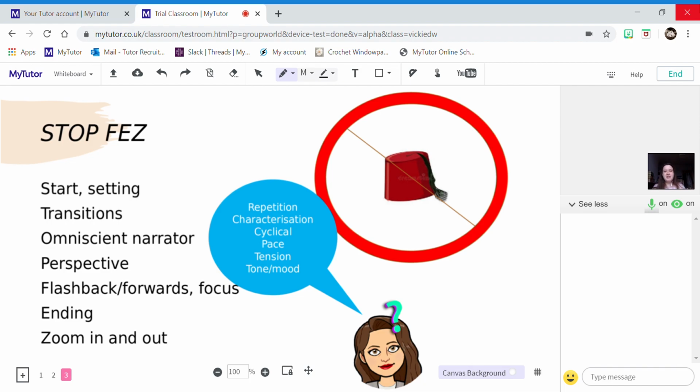So that's a brief sum up of a variety of different structural features that you may come across in your exam and use.